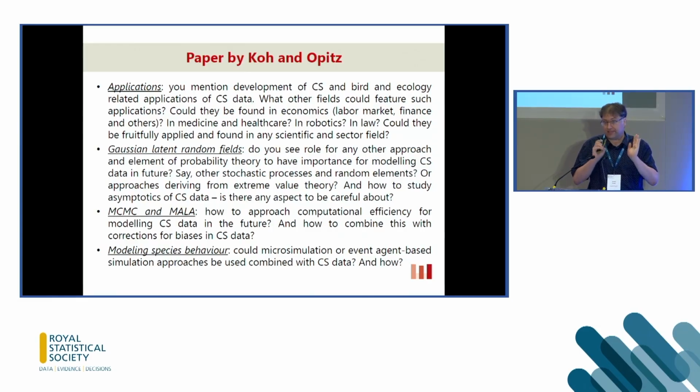I think none of the papers I have to mention really went into deepness. Maybe I missed something. Again, computational efficiency: Monte Carlo, Markov chain Monte Carlo was mentioned, the adjusted Langevin algorithm. So how to approach computational efficiency here, and how to naturally use this to address the biases. And even further, when you model species behavior, you can use microsimulation, you can use agent simulation to model biological features, but how to combine this with biases in the citizens' data, what kind of approaches could be used here?